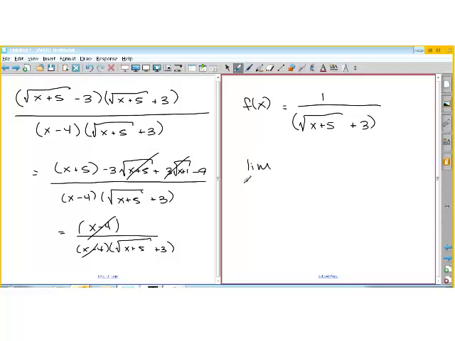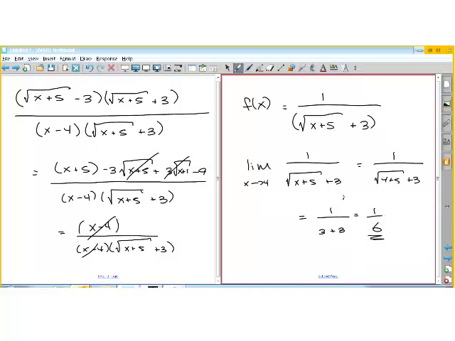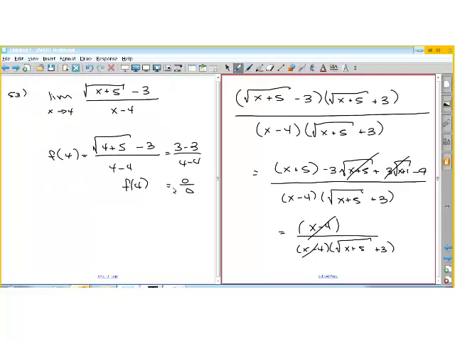So when you take the limit as x goes to 4 of 1 over the square root of x plus 5 plus 3, and you plug that in, you end up with 1 over the square root of 4 plus 5 plus 3, which is 1 over 3 plus 3, which is equal to 1/6. So that's the limit, 1/6, even though when we originally just plugged it in, we got 0 over 0. Again, you have to use this modified method, kind of like the complex conjugate of complex numbers.